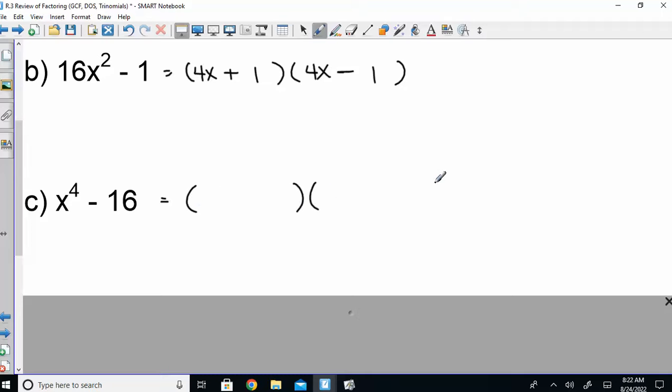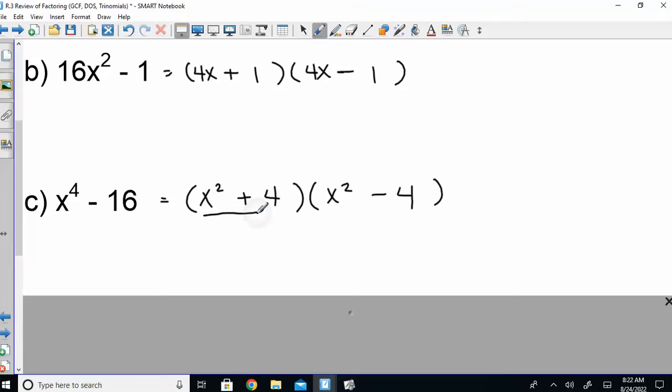So same idea. X to the 4th. If you want to split that up, each parenthesis has to do the same thing. So what would each one get? X squared. If you have 4 x's, then each of them gets 2. And the square root of 16 is 4. Are we done? No, we aren't done.